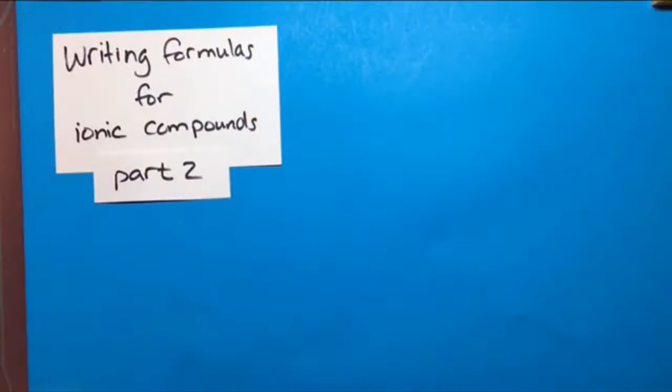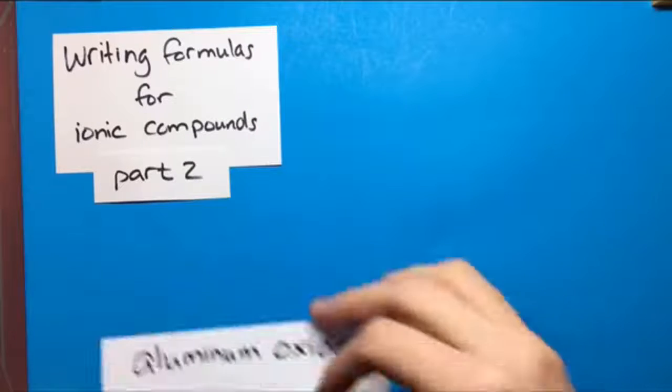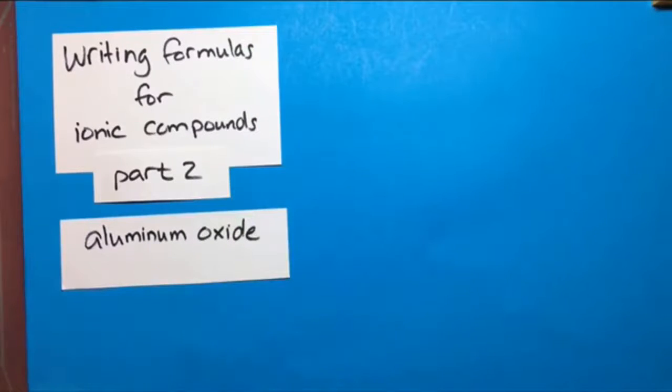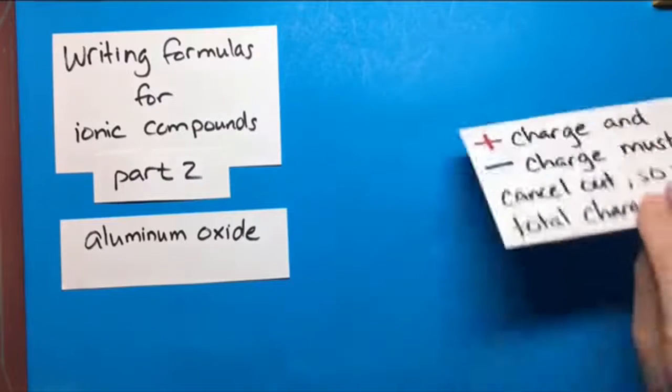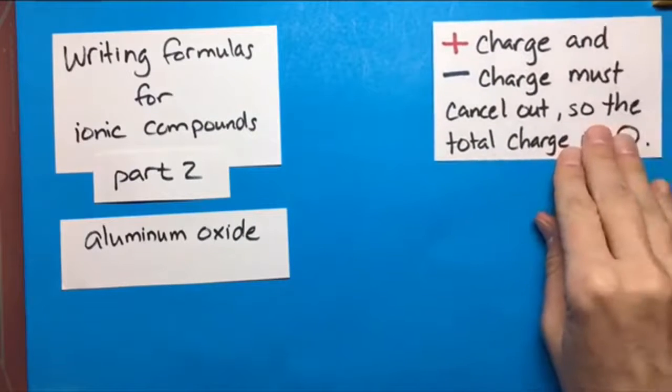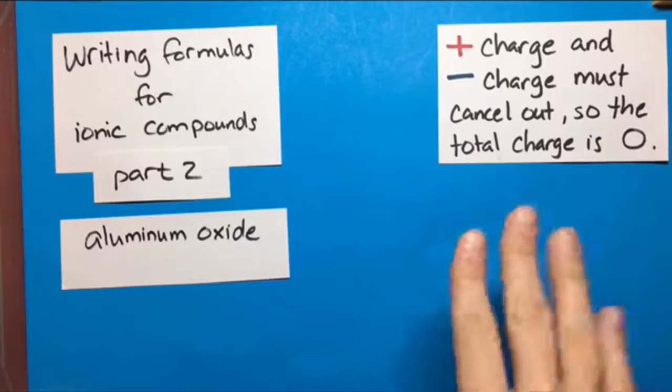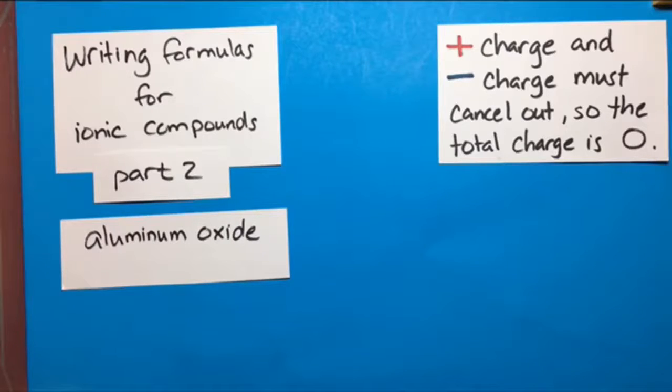Let's look at another example for writing formulas for ionic compounds. This time we'll do aluminum oxide. And again, remember that we are looking for a formula where the positive and negative charges exactly balance each other out. They must cancel each other out so that the total charge will be 0.